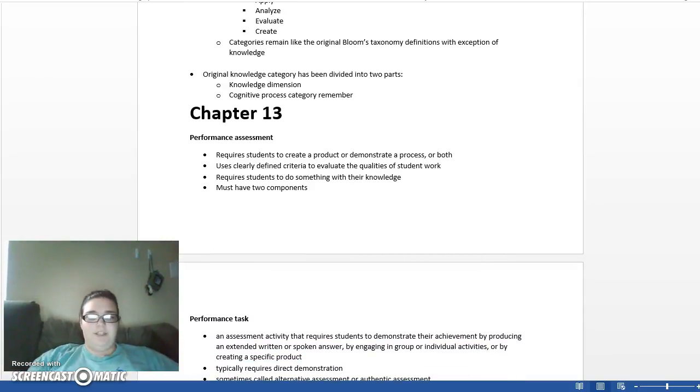So for Chapter 13, performance assessments require students to create a product or to demonstrate a process or both. They use clearly defined criteria to evaluate the qualities of student work. They require students to do something with their knowledge, and they must have 2 components. So performance assessments are really important to use within a classroom. There are so many different types of assessment, but performance assessments really bring out your children, and they get your children to come out of their comfort zone, I think.